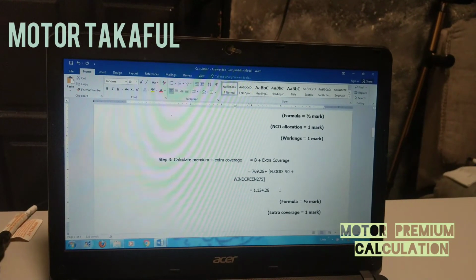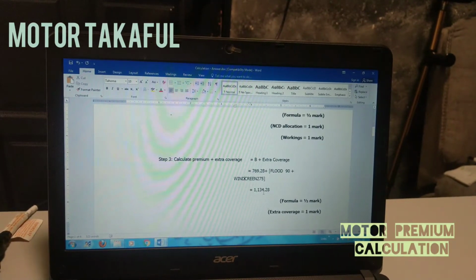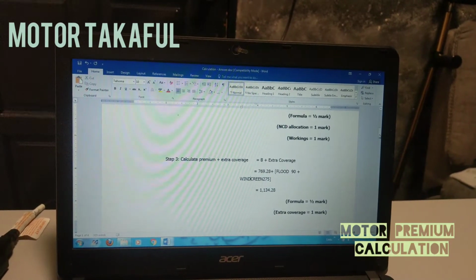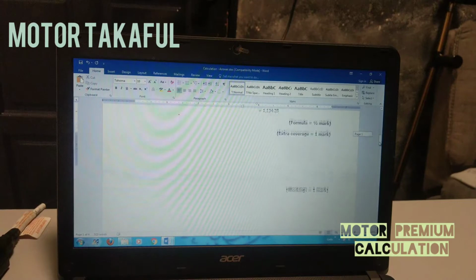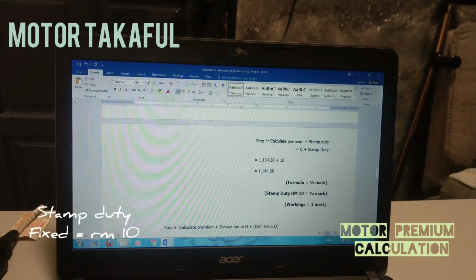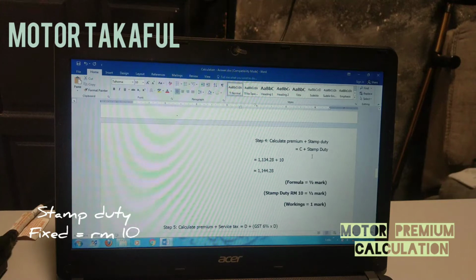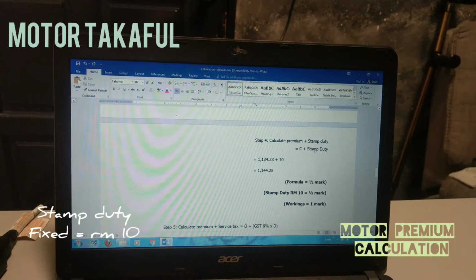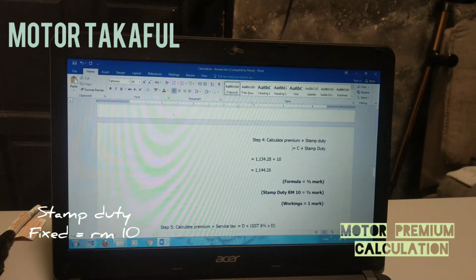So total up, you will get 1134.28. So you are finished with step 3. Now we move to step 4. Calculate the premium. Step 4 is simple. What you got from C, you just add on with the stamp duty of 10 ringgit.